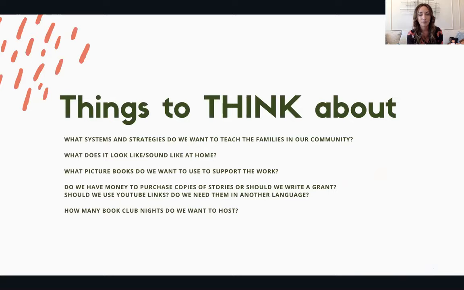Some things to think about. What systems and strategies do we want to teach the families in our community? That's key. What does it look like and sound like in the classroom and then also at home? What picture books do we want to use to support all of this work? Do we have the money to purchase copies of these books to send home with all of our students? Should we write a grant to do that? Should we use YouTube links? Do we need them in another language? And how many book club nights do we want to host? How are we getting this information out?